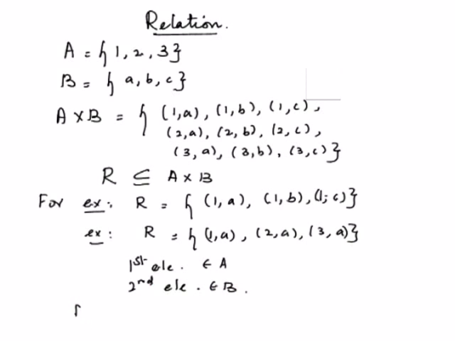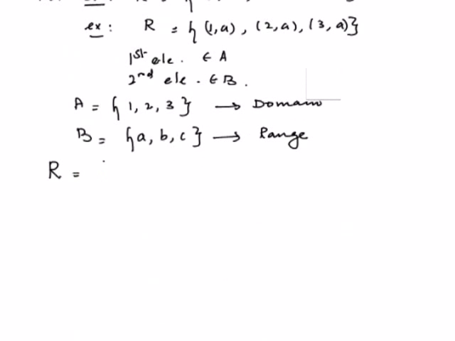Thus, A which is equal to {1, 2, 3} is the domain. A is the domain and the set B which is equal to {a, b, c} is the range. Thus, we have seen a relation R, the set of all ordered pairs (a, b) such that a belongs to A and b belongs to B.